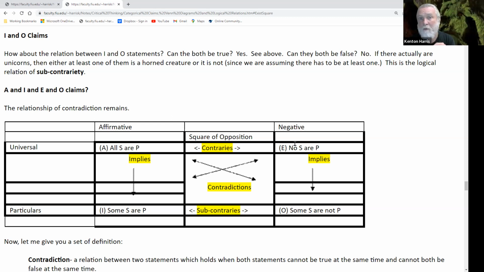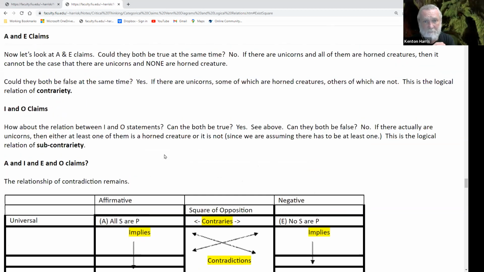However, they can both be false at the same time. So this is not the relationship of contradiction. This is a different relationship called contrariety. We would say that these are not contradictions, these are contraries. What do I mean by that? They cannot both be true at the same time, but they can both be false at the same time.